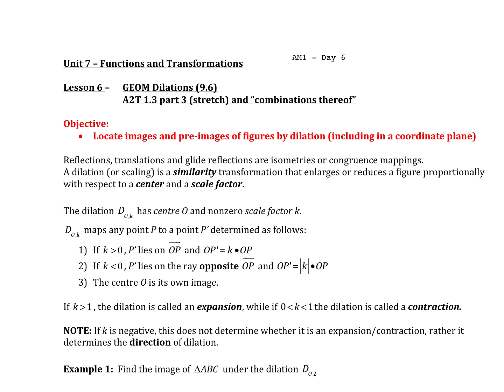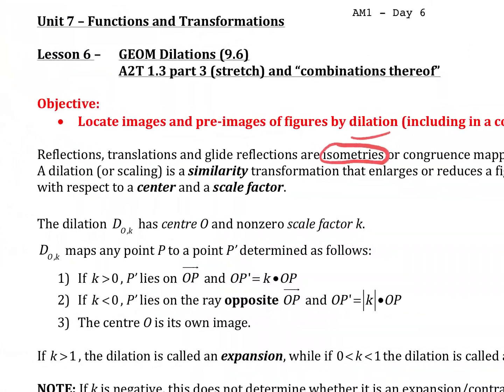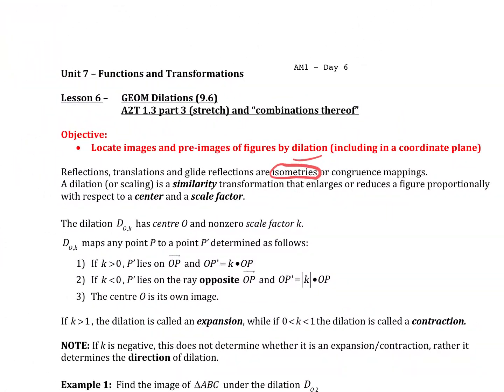Okay, so this is about locating images and pre-images of figures by dilation. So we've done reflections, translations, and glides, and those were isometries, and isometries were nice because they preserve distance and area and congruence and angles and all that stuff. But for the first time ever, we're going to have dilations. See what I'm doing there? We're changing the size of something. That was just a little technology trick. And when that happens, we end up getting something that is similar to what we started with, not congruent. And we've used words before like scale factor, so that shouldn't seem too crazy.